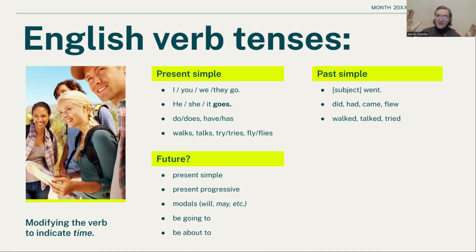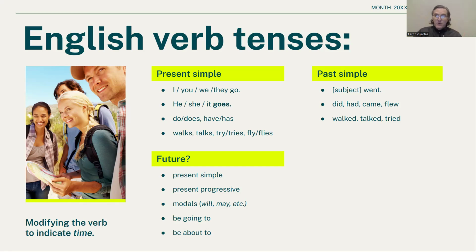So for present tense, what we call present simple, for first and second person, we use the base form of the verb. So I go, you go, we go, they go. For third person singular, he goes, she goes, it goes. We add that S at the end. So do becomes does, have becomes has, walks, talks, tries, flies. There's that little S at the end for third person singular. Everything else is just the base form of the verb.